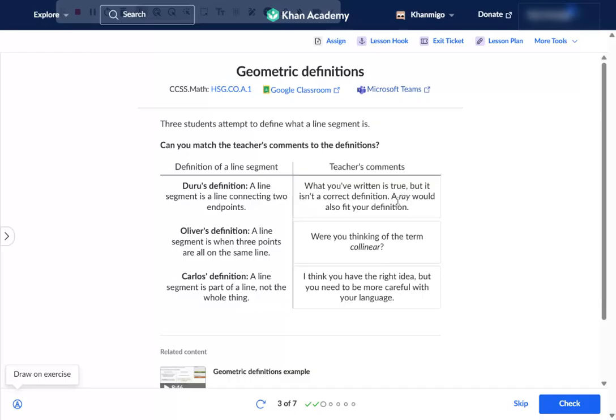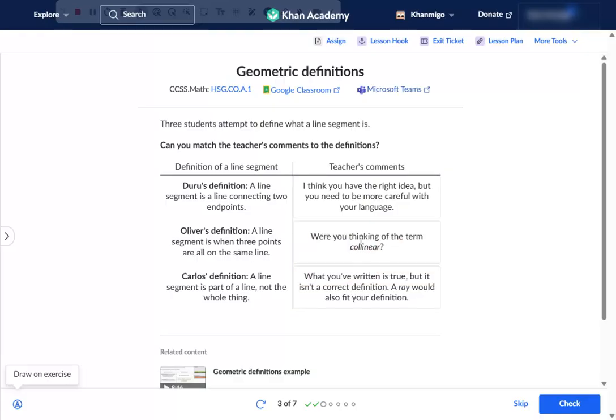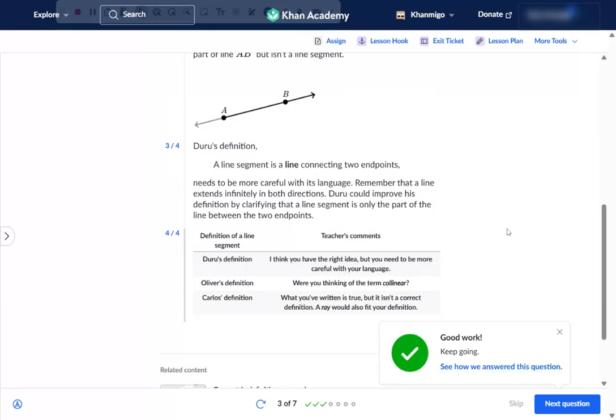Okay, I need to figure out which one talking about a ray would fit the definition because I just noticed that as our option. A line segment is a line connecting two endpoints. Okay, maybe it's that one. That sounds right. Line segment, 3 points are all on the same line. That's collinear. Part of a line, but not the whole thing. Maybe that could be a ray too. Let's check. Okay, let's see how they answered.